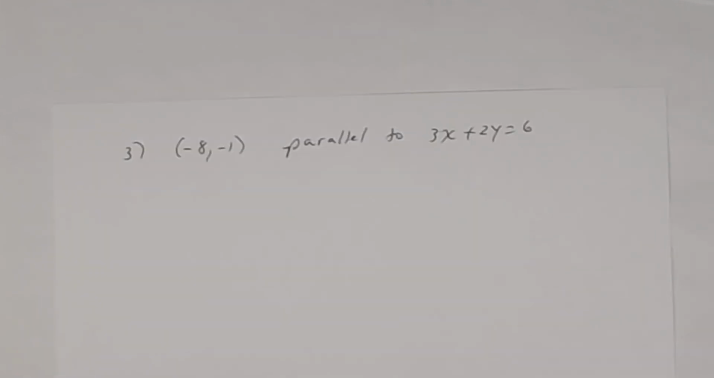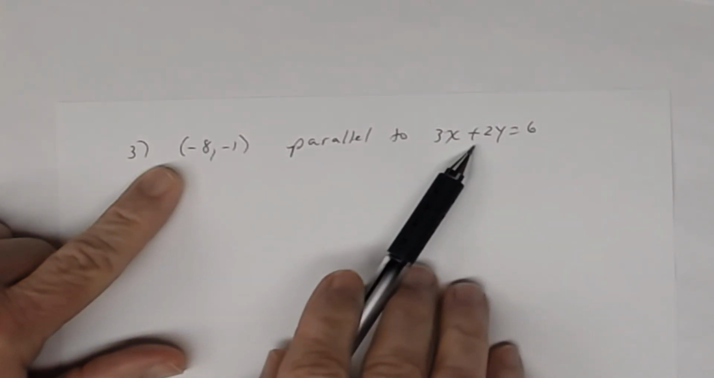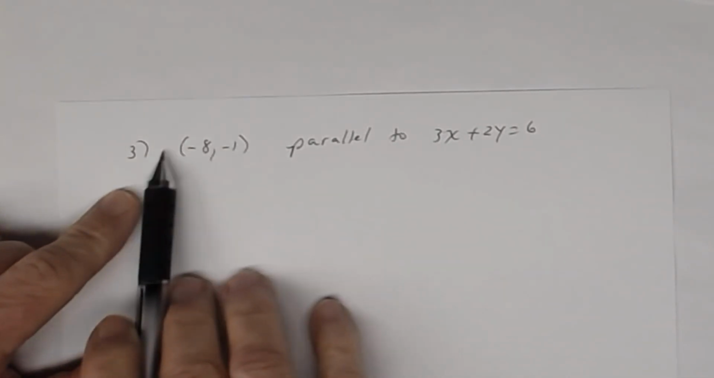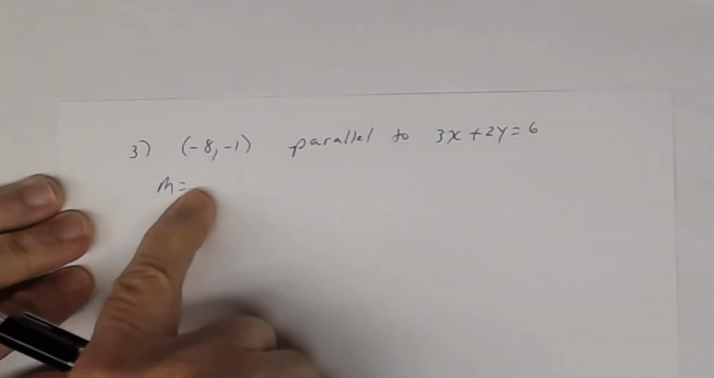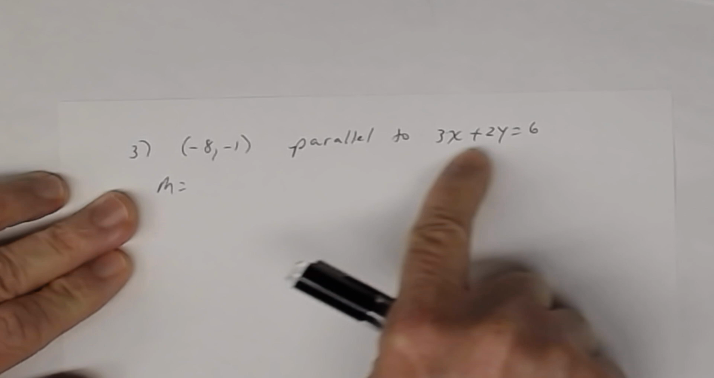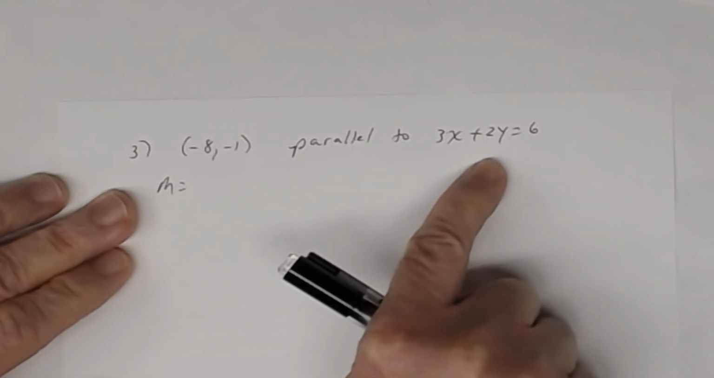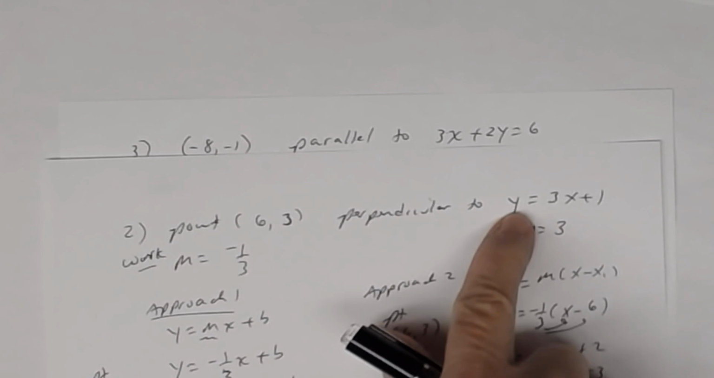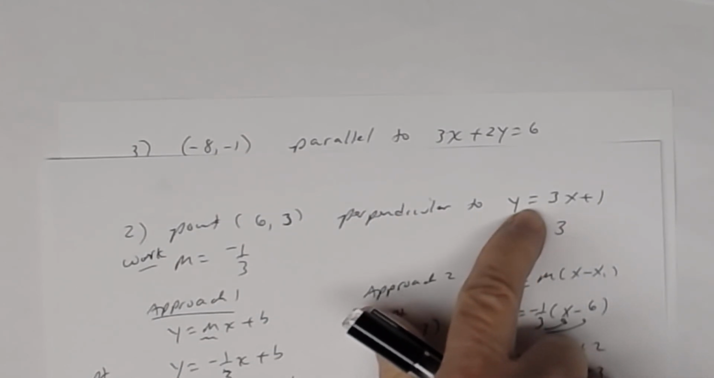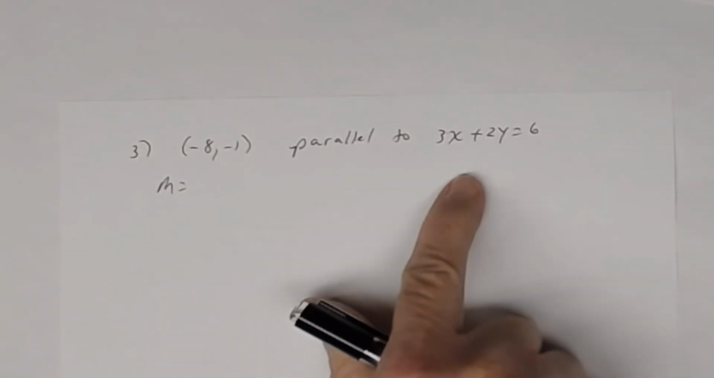All right, so number 3, you want to find the equation of the line that goes through this point, but is parallel to this line. To find the equation of this line that contains this point, you have to know the slope of that line. To find the slope of that line, you need to know the slope of this line because they're parallel. But notice that in this situation, it's not as easy to determine the slope as it was for the other two. Because in the other two, it was already in slope-intercept form, so the coefficient of x was the slope. But here, this is not slope-intercept form.